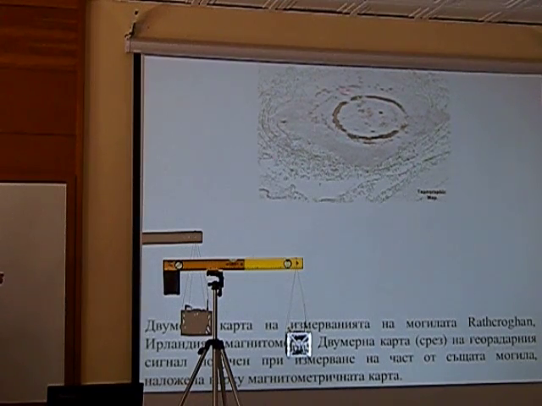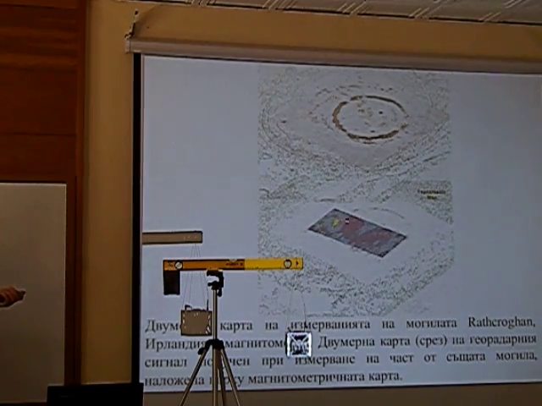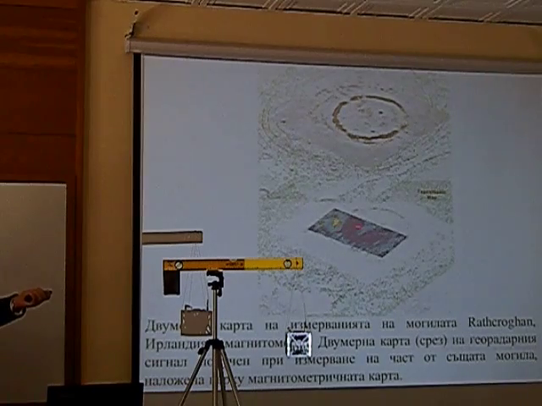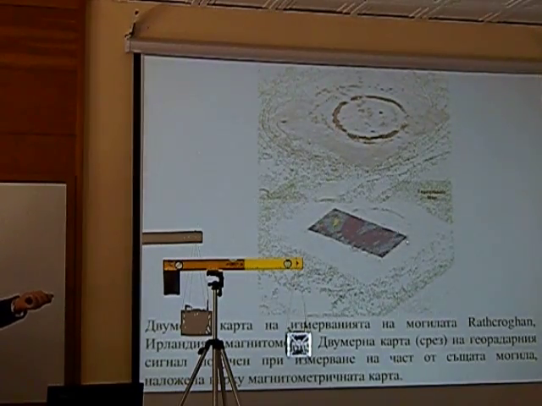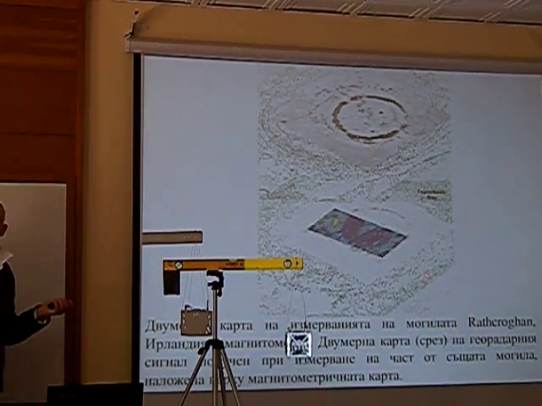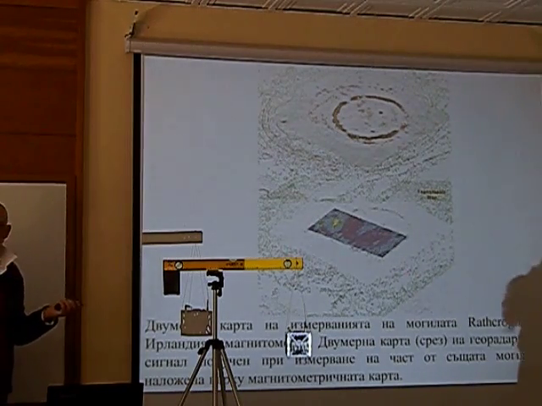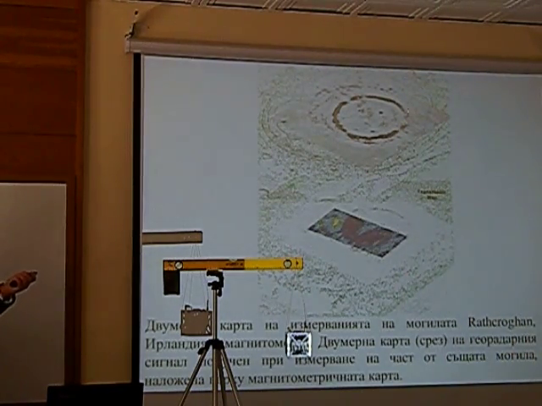Now, this is a magnetometer picture of one archaeological structure. This is something like a map. And this is a ground-penetrating radar, GPR, picture of the same image. In fact, ground-penetrating radar can give you the depth of the facility, while the magnetometer can show the surface of the facility.